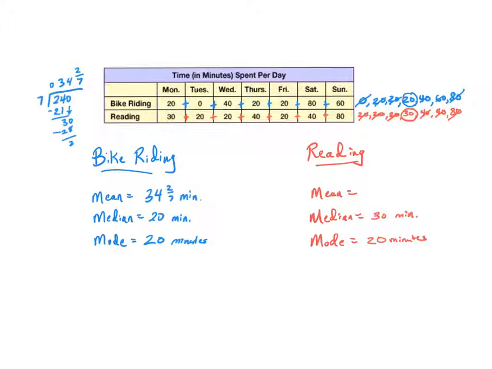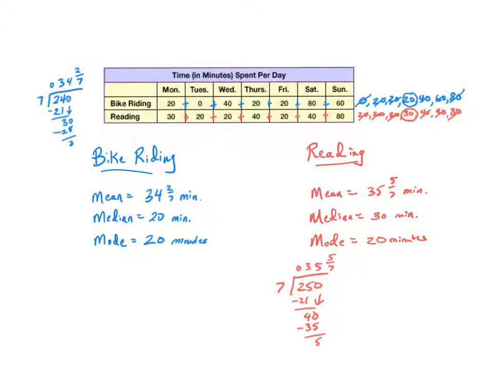Now I'm going to take 250 and level it out among 7 days. And when I do that, I get 35 minutes with 5 leftovers, so 35 and 5/7 minutes. So it looks like when we look at the mean and the median, it tells us that we spent a little bit more time reading than bike riding.